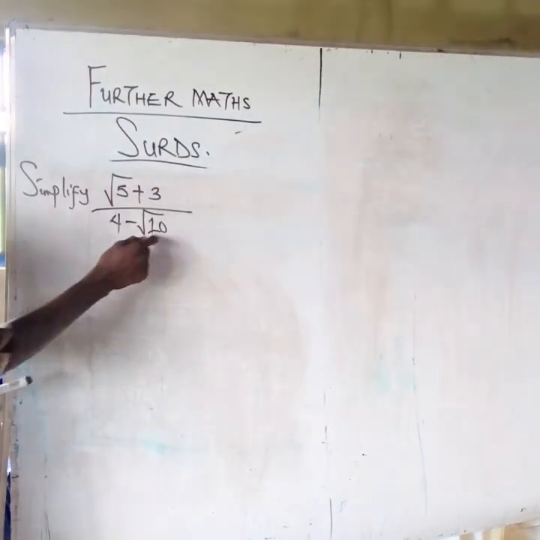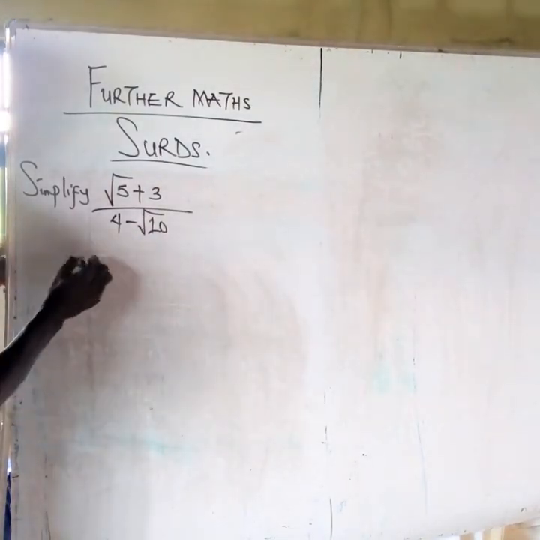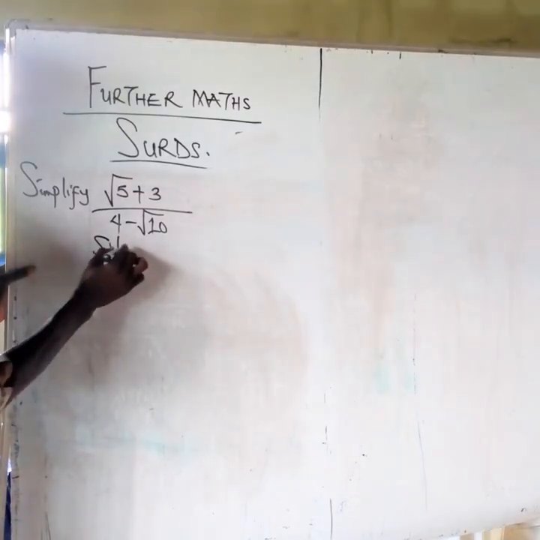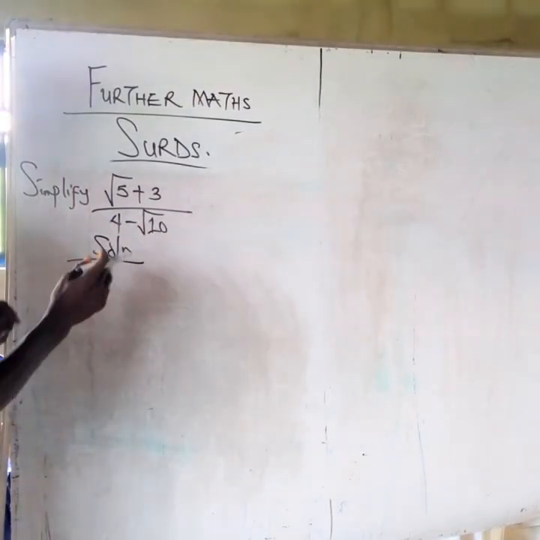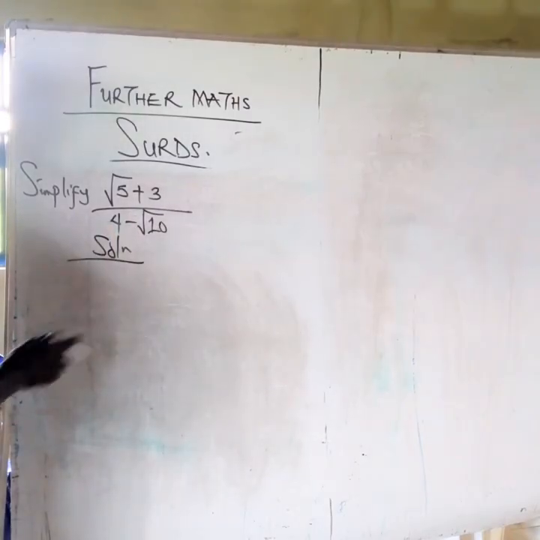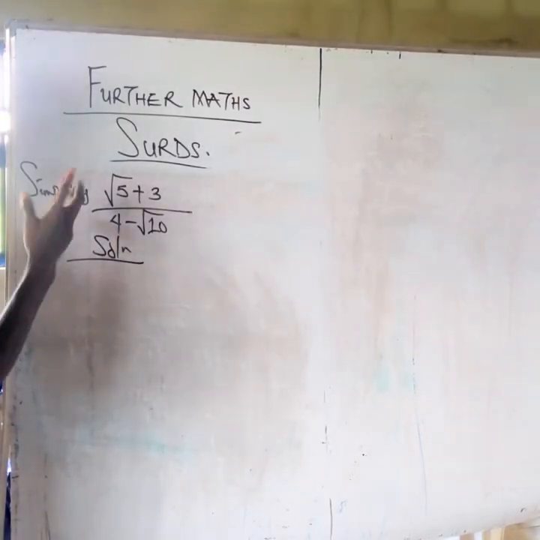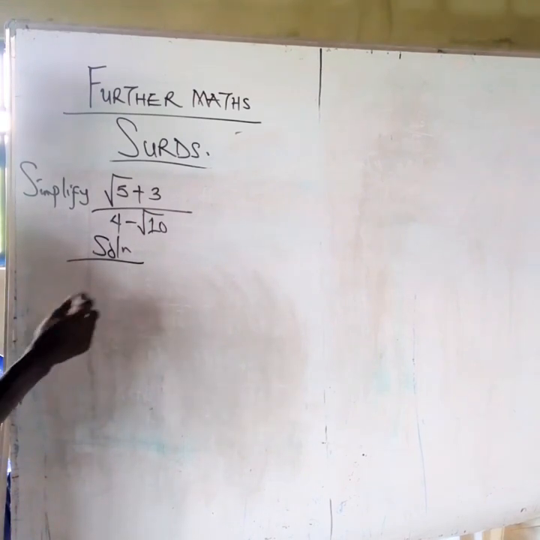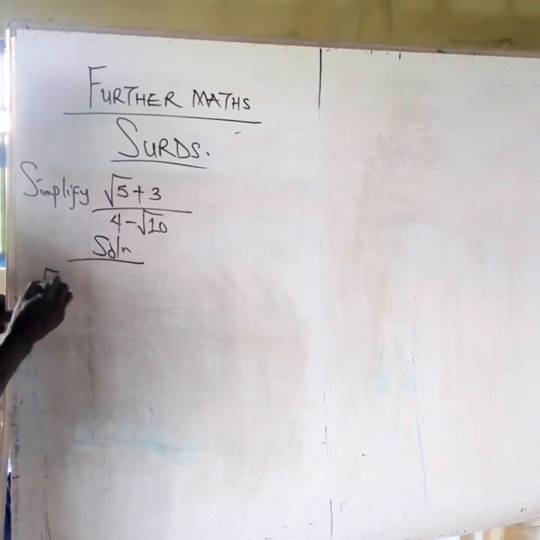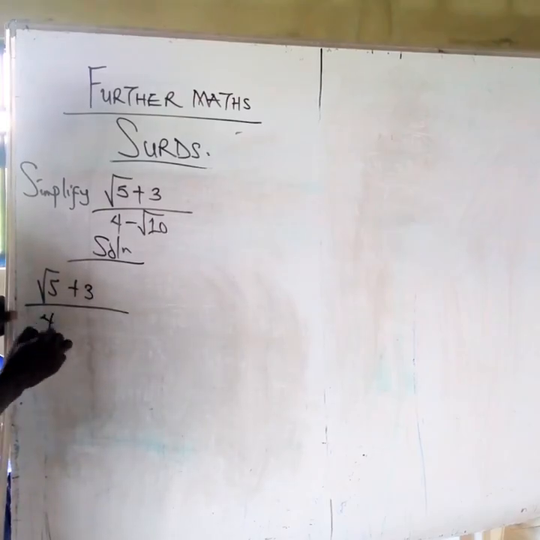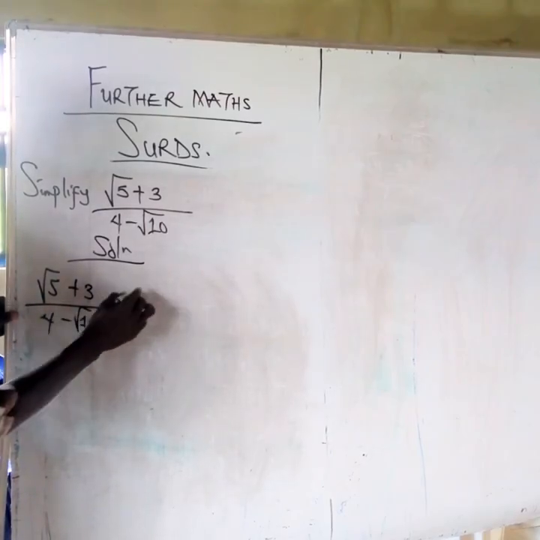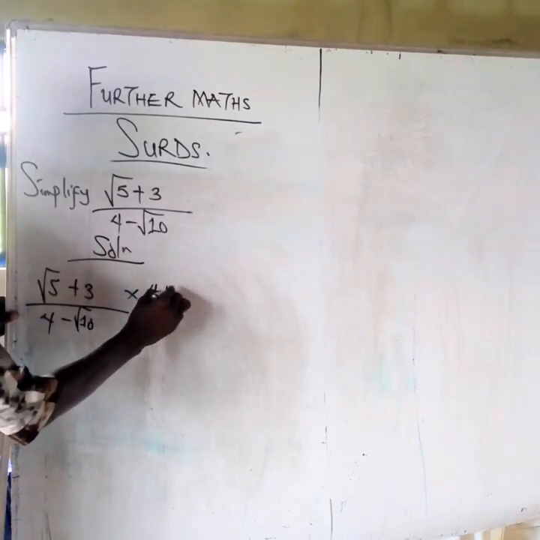Next question: root 5 plus 3 over 4 minus root 10. We have solution. You multiply up and down by the change of this sign. That's what is called rationalization actually. So what it means is that you have root 5 plus 3 over 4 minus root 10 times 4 plus root 10.